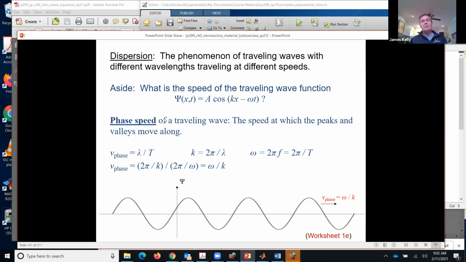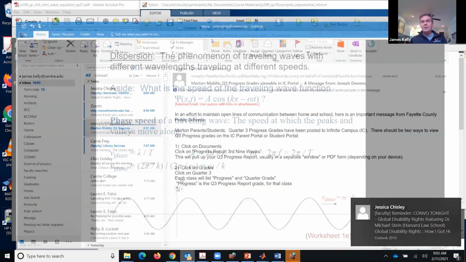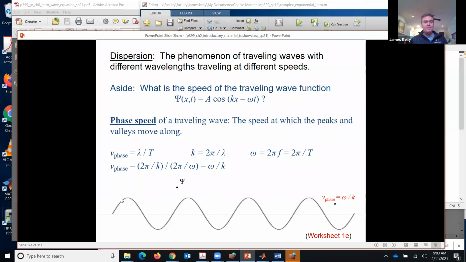And one of the things we figured out was it makes sense to write the phase speed, intuitively it moves one wavelength in one. But if we express that, let me close my email so I don't keep getting updates there.